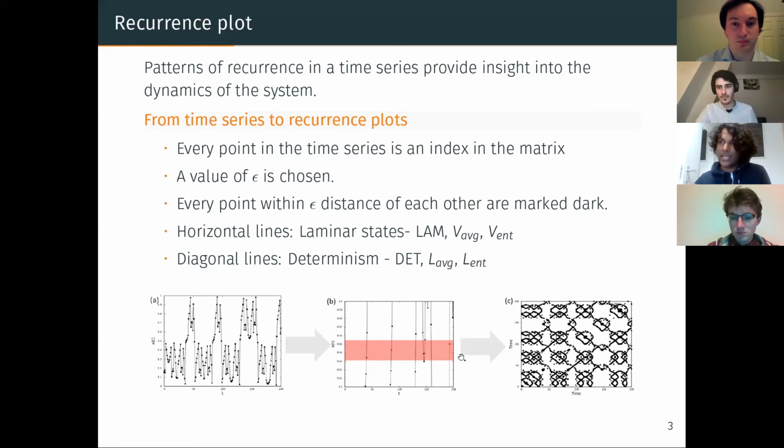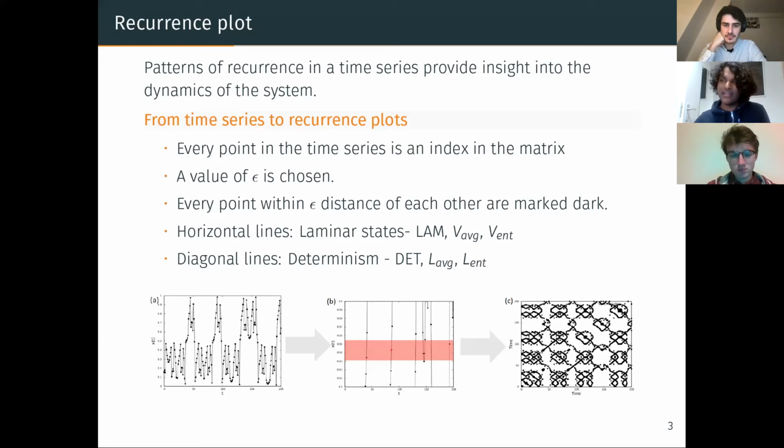Now, you can quantify this recurrence plot using the horizontal lines and the diagonal lines present in it. The horizontal lines are representative of the laminar states. This can be quantified using three measures: the laminarity, the average horizontal line length, and the entropy of the horizontal line distribution. Similarly, for the diagonal lines, you have a determinism measure, the average of the diagonal line lengths, and the entropy of the distribution.